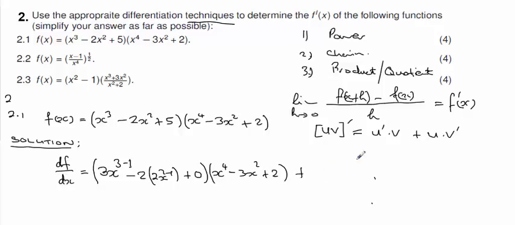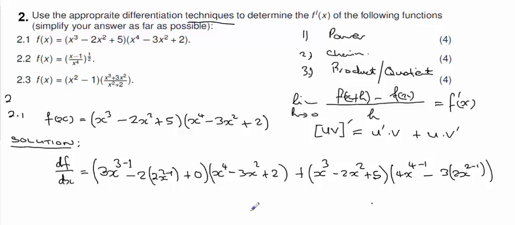Then plus, we copy the first function u as it is without any differentiation, which is x cubed minus 2x squared plus 5, multiplied by 4x to the power 4 minus 1, minus 3 brackets 2x to the power 2 minus 1. So at that stage, I've shown explicitly what kind of computations in terms of differentiation I'm going to do. The next thing will be to simplify this and write it more nicely and compactly.